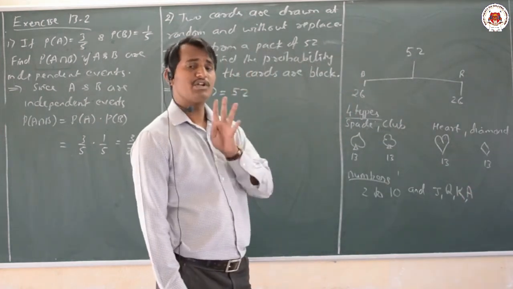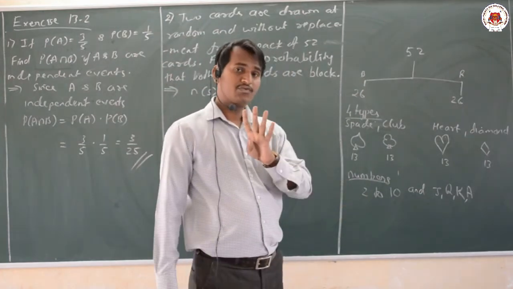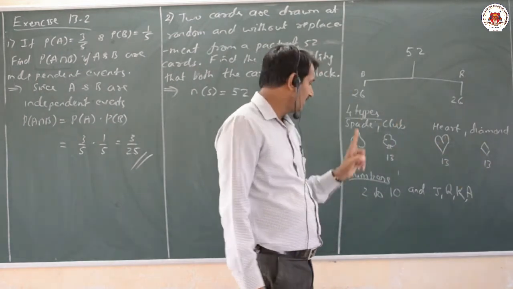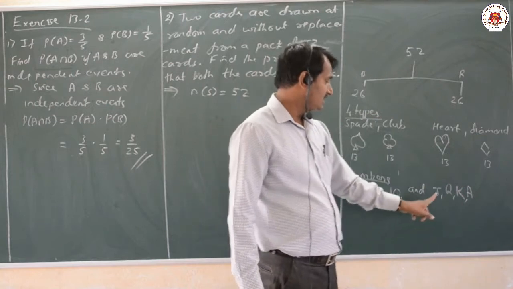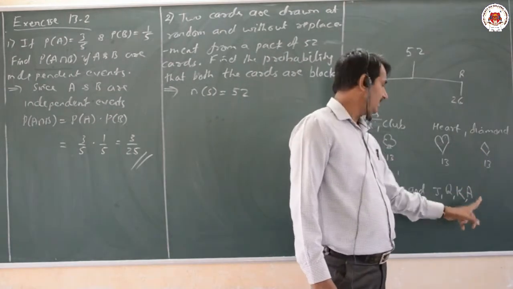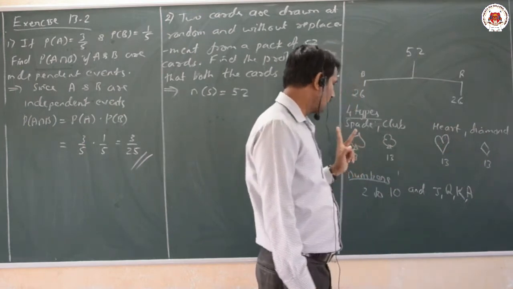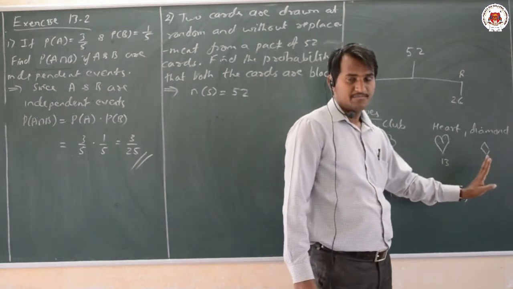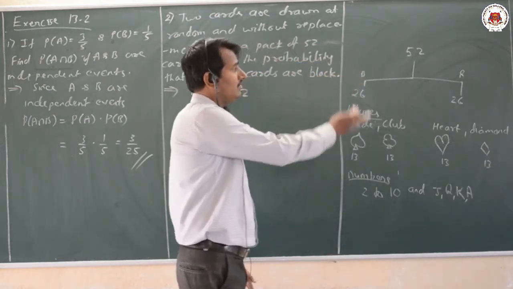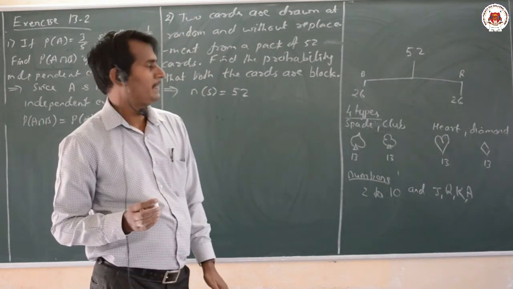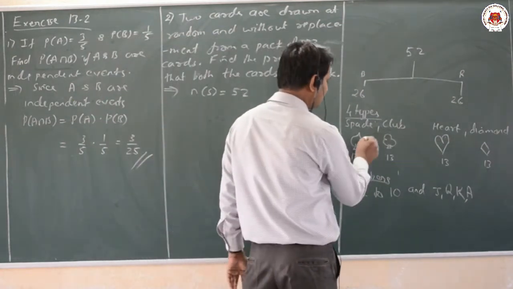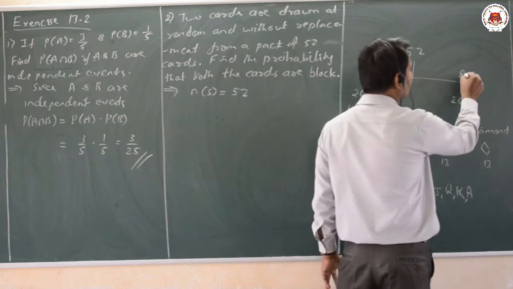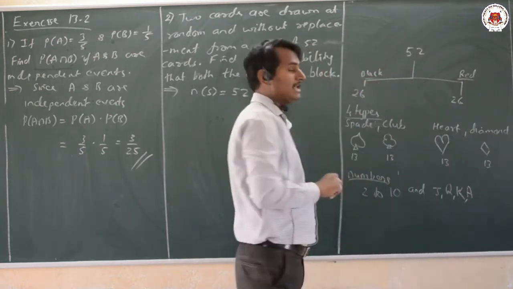So these are 4 different faces. For the number 2, there are 4 different types: one is spade, one is club, one is heart, one is diamond. Similarly for the number 3, and for J, and for Ace. Two are black and two are red. The two black are spade and club, and the two red are heart and diamond. That is the explanation about playing cards, dear students. Club and spade are always black in color, and heart and diamond are always red in color.